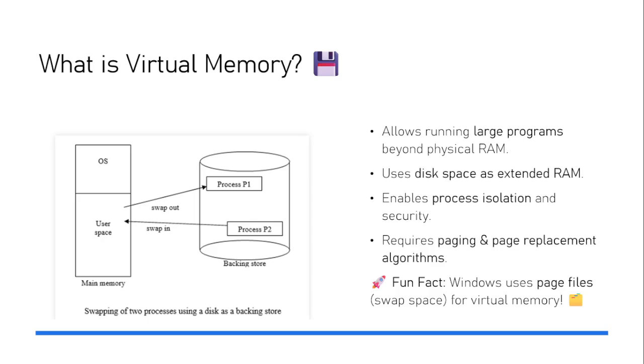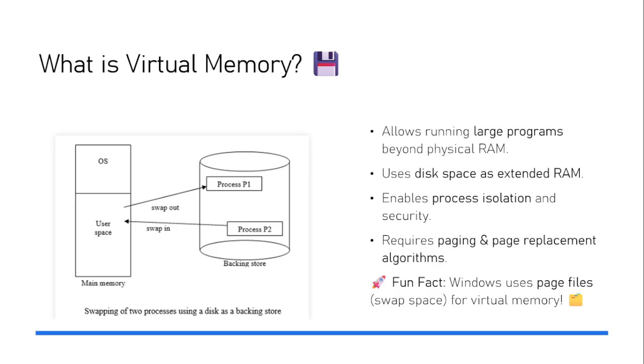Virtual memory plays a crucial role in running large programs because even if RAM is full, virtual memory lets programs keep running. It helps in process isolation and security. It prevents programs from interfering with each other's memory. The OS uses smart techniques like paging to manage virtual memory efficiently.